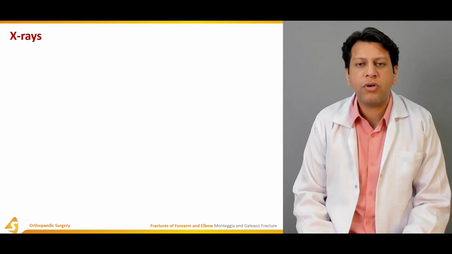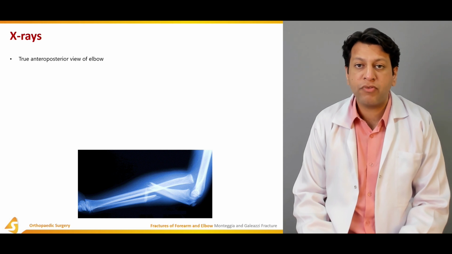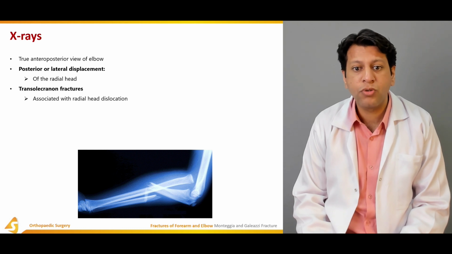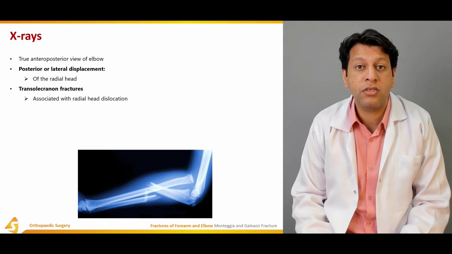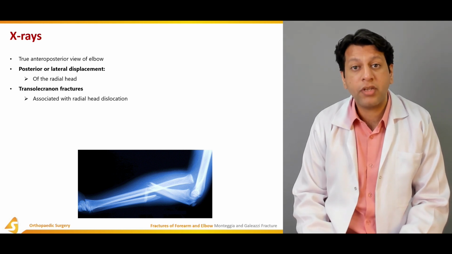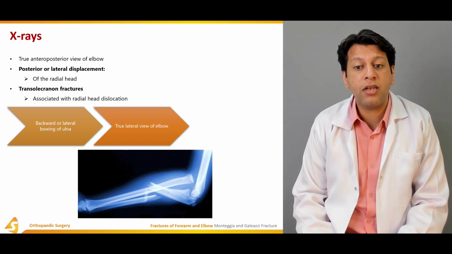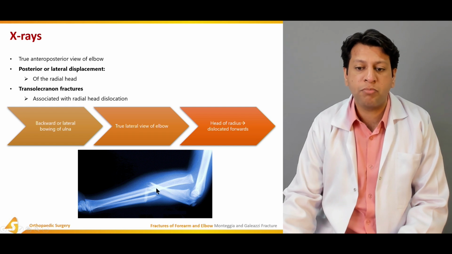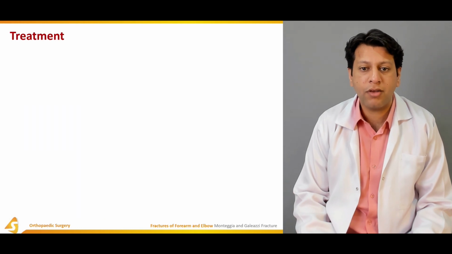Now, what would we see on X-rays? On a true anterior posterior view of the elbow, we may see the posterolateral dislocation of the radial head, as I told you. There may be trans-olecranon fractures associated with the radial head dislocation, or there may be an associated fracture of the radius as well. Usually what we see is a backward and lateral bowing of the ulna. On the true lateral view of the elbow, the head of the radius may be dislocated forward, as you can appreciate over this backward bowing, and the head is dislocated forward. This is a classical type 1 Monteggia fracture.